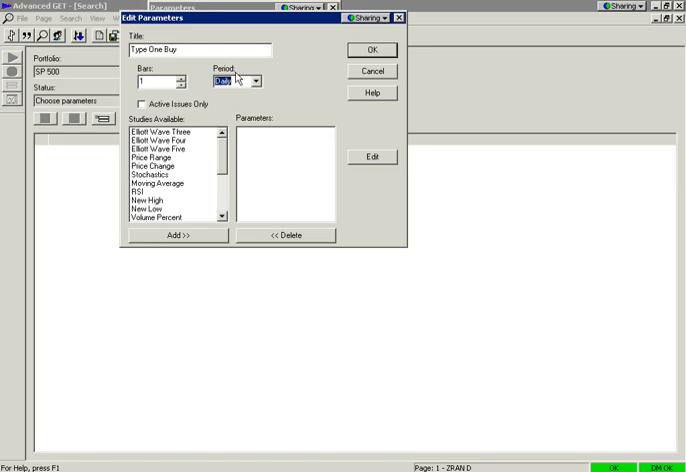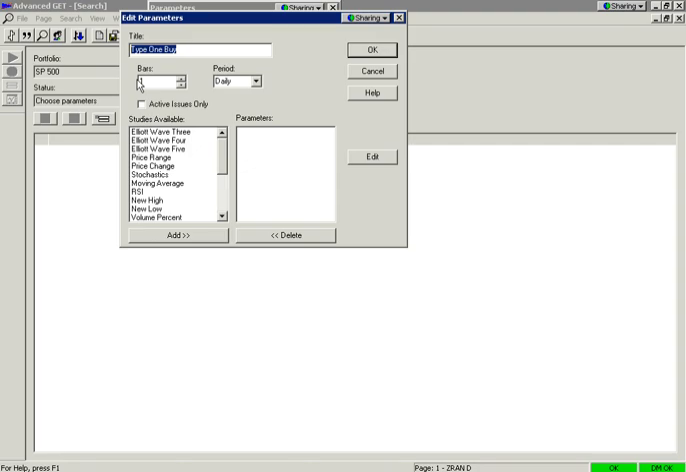The next section over is the time period that we're looking at. We can look at 60-minute, daily, weekly, or monthly. I'm going to select daily for this. Active issues only has only to do with the futures. With active issues only selected, it will not give you results on expired futures contracts. We're just looking at the stocks in the S&P 500, so this has no application for what we're doing.